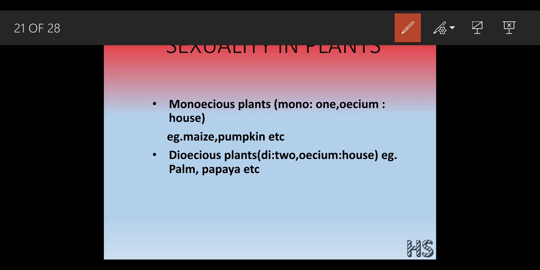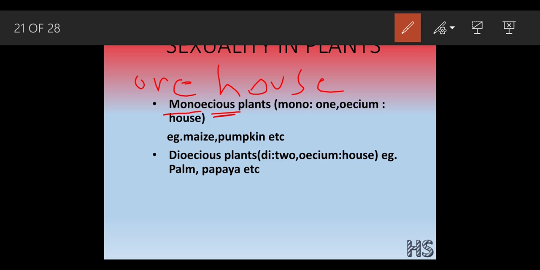See, first we will clear these words. The word mono, you are already aware of this word. This means one. Okay, and the word ecium or ecious is one and the same. It means house only. Okay, what do you mean by a monoecious plant? The monoecious plant means both male and the female flower grow on the same plant. It means, see, male and female both would be there inside this plant. Okay, so if you want to take an example, it is maize and pumpkin.